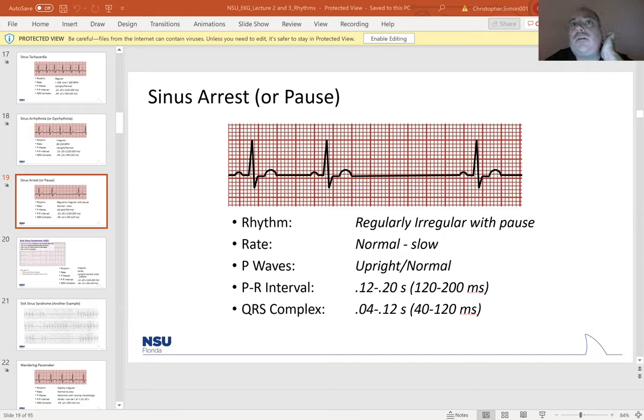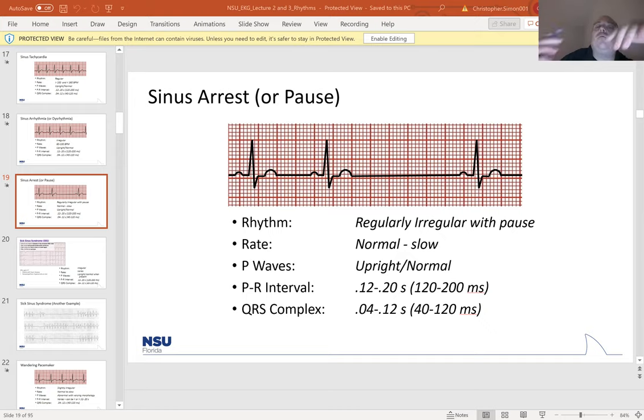Then all things like, what do the waves mean? Like, what's a P wave mean? What's a QRS mean? What's a T wave mean? Things like that, right? What should your normal intervals be? Things like that. And then we'll just do a big rhythm review. So we'll do a couple examples of a normal sinus rhythm, sinus brady, sinus tach, a flutter, a fib, et cetera, so on and so forth, right?